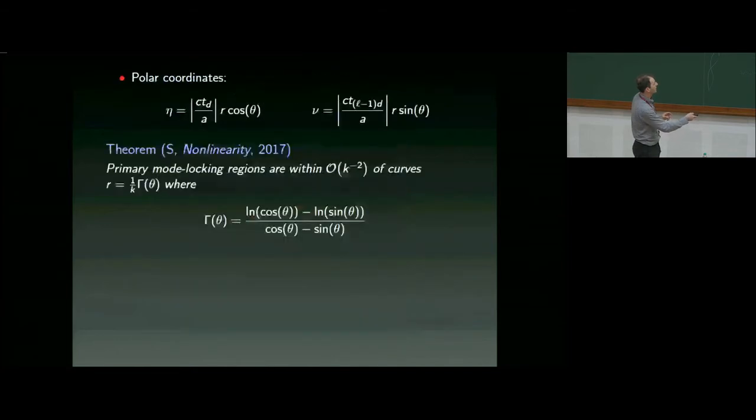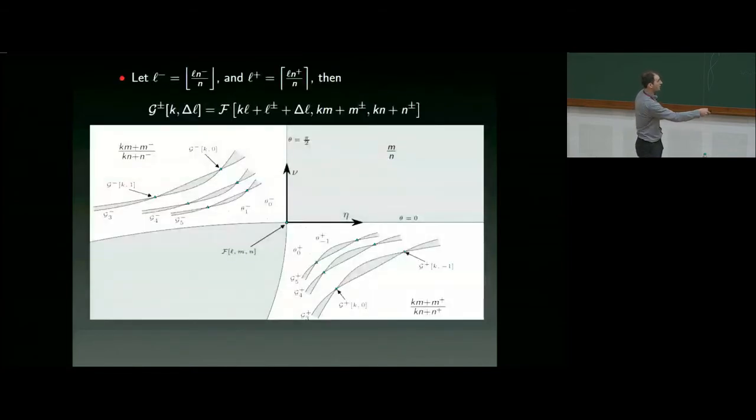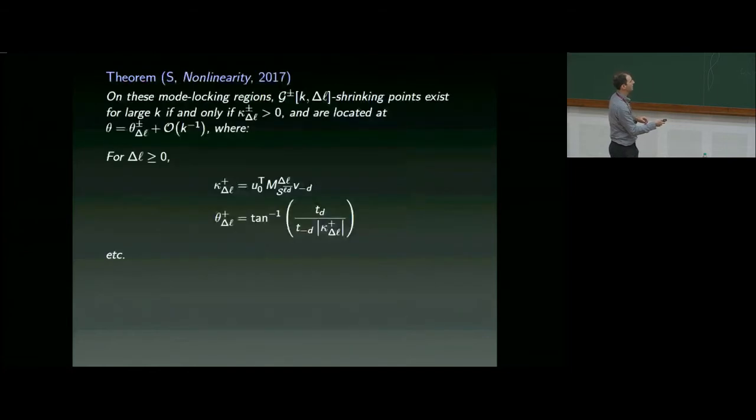Okay, and then if I go back, there are also shrinking points on the nearby mode locking regions. I can find those. I've got some horrible formulas for when they exist, and I've got formulas for the angles at which they occur. But they're all explicit formulas, and so I can evaluate them in MATLAB easily enough.